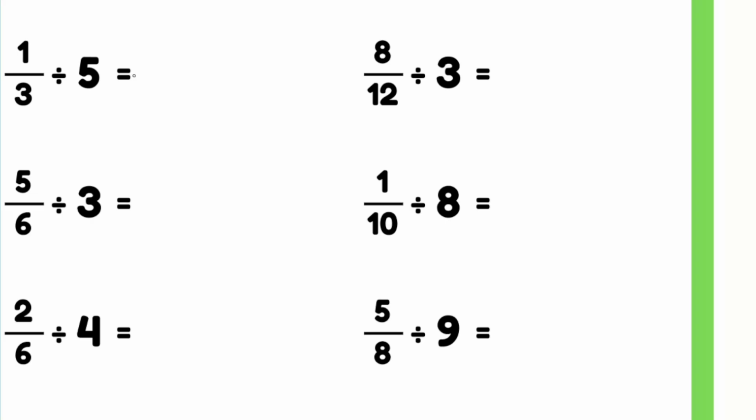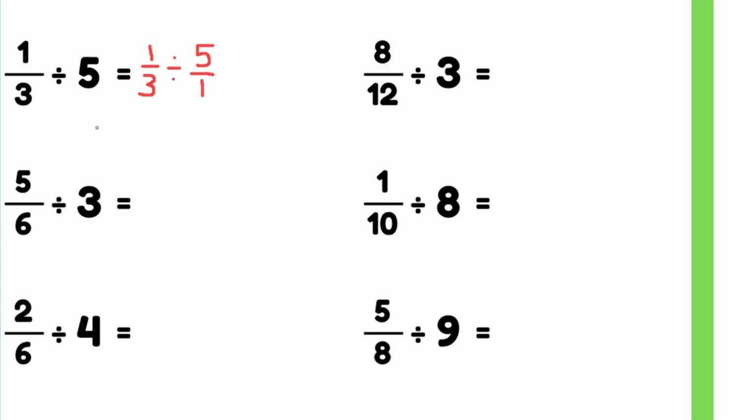Here we have some practice problems. I'll do one with you just so you can see this process again, and then I'm going to ask you to pause and try the rest on your own. So we have 1/3 divided by 5. First thing we're going to do is change it to 1/3 divided by, and we're going to rewrite our 5 as a fraction over 1. So it's really 1/3 divided by 5 over 1.